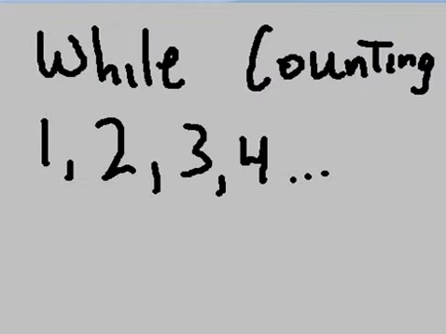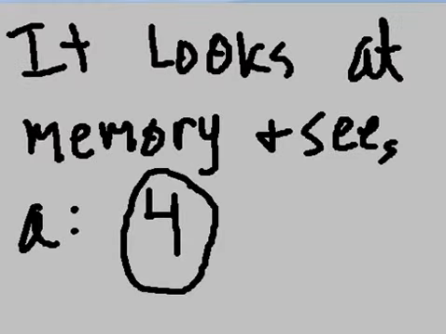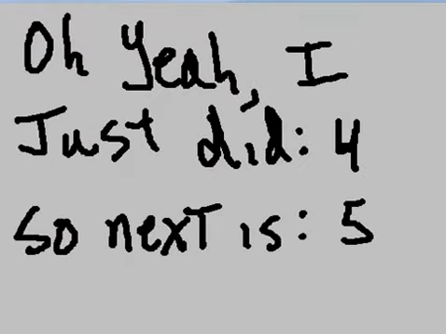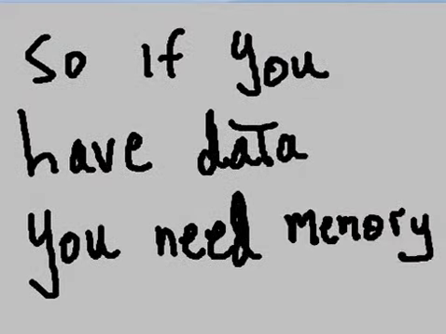While counting 1, 2, 3, 4, your PC thinks, oh, what's the next number? It looks at memory, it sees a 4. Oh yeah, I just did 4. So the next number is 5. So if you have processing, you need data. And if you have data, you need memory.